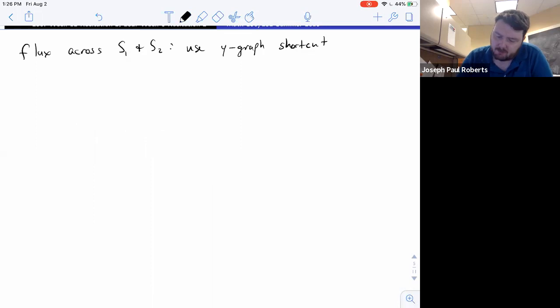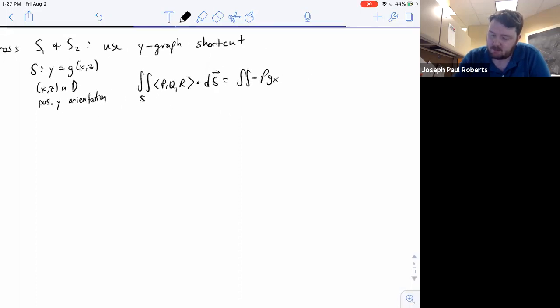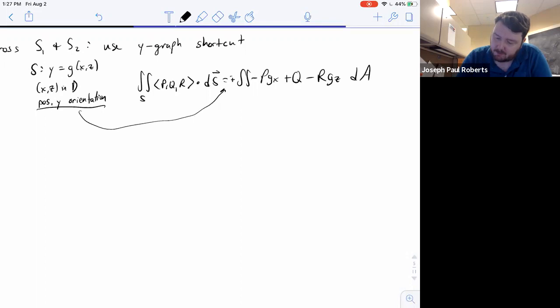So, Y-graph shortcut: if S is given by Y as a function of X and Z for X, Z in D, and with positive Y orientation, the flux formula for F, I'll just write it as PQR, dotted with dS is minus P g_x plus Q minus R g_z. And for positive Y, just think about there being a little plus sign there. If it was negative Y orientation, you would just multiply by -1.